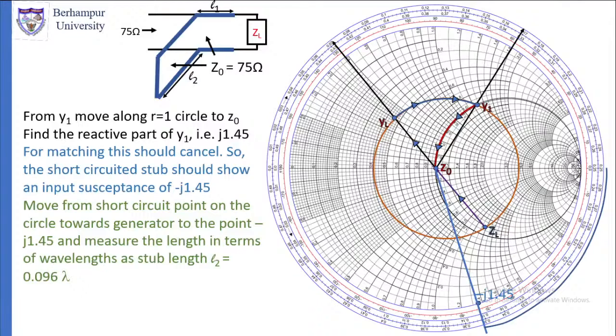So once you do that, you have found out the length of the stub, and we have found out the length of the section of the transmission line from the load up to which we should move, where the stub is to be connected. The distance from the load we have found out, L1, and the length of the stub we have found out, so that solves the problem. So this is in short how you can do this.